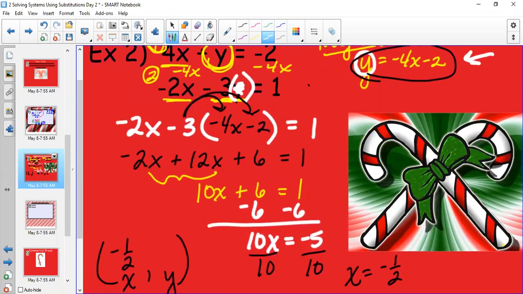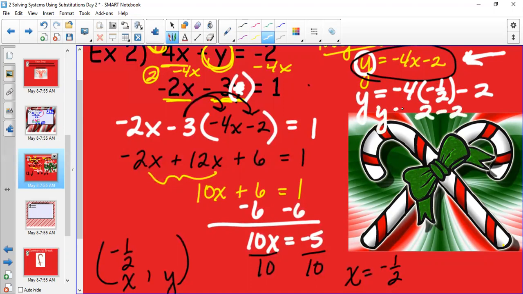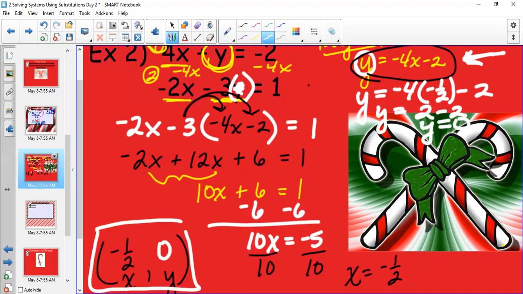We had to manipulate it a little bit to get a magic equation. And I'm going to plug in what x was, which was -1/2, into that magic equation. So -4 times -1/2, negative times negative is a positive. Half of 4 is 2, so 2 minus 2. Here our y is going to equal 0. So final answer is -1/2, 0.